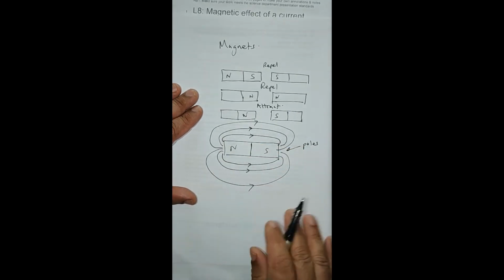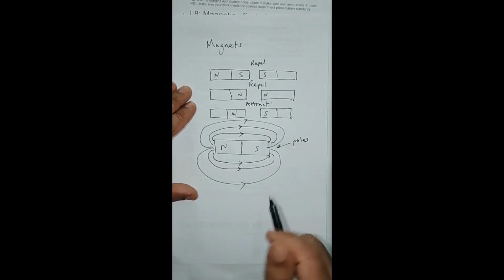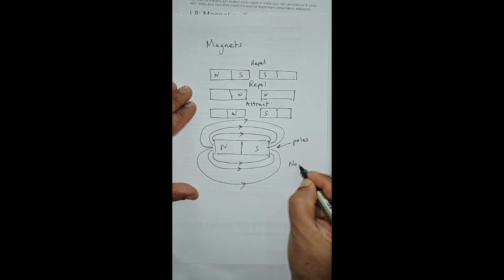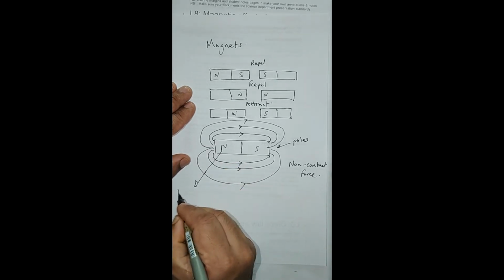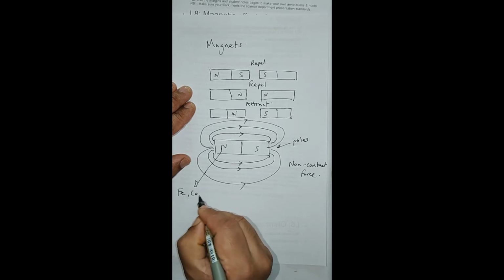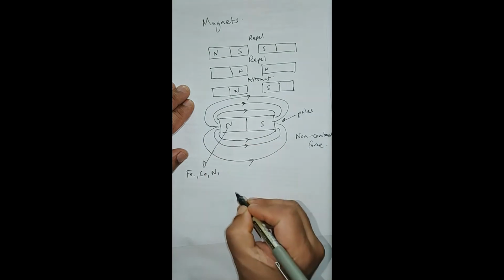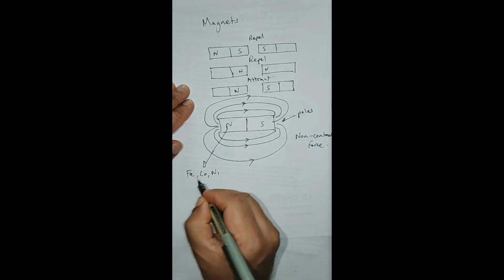So again, this is a non-contact force as well. So you have contact forces and non-contact forces. Magnetic force is a non-contact force. Magnetic materials include iron, cobalt and nickel. There are various other ones, but these are the 3 main ones you need to know.